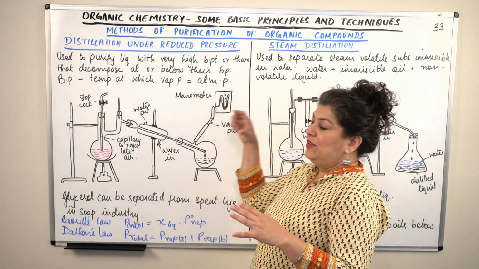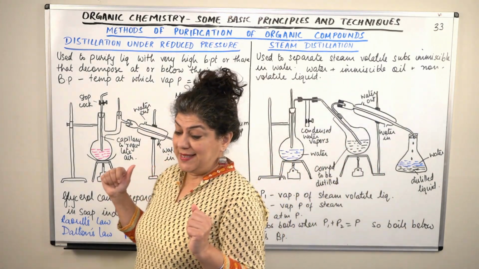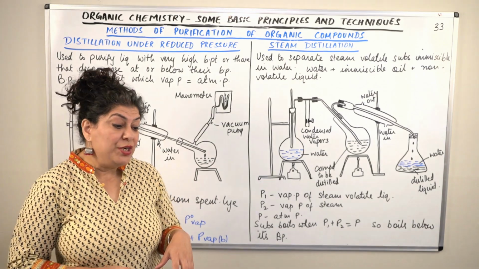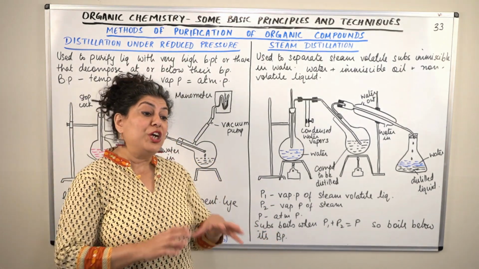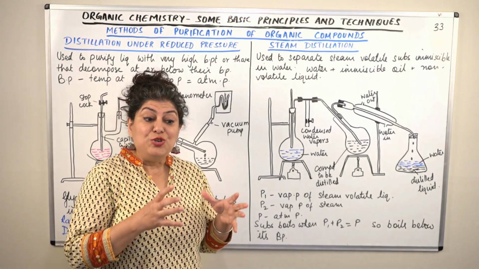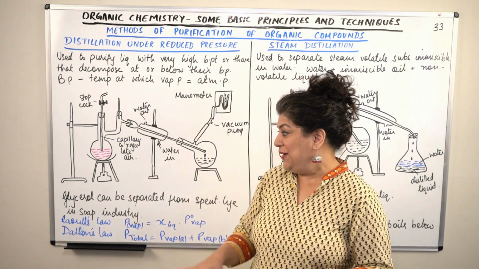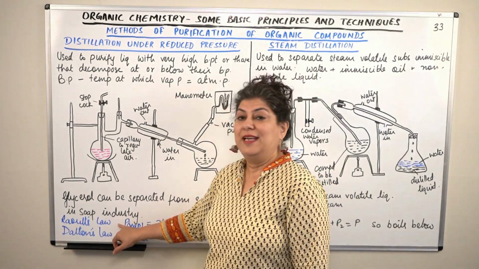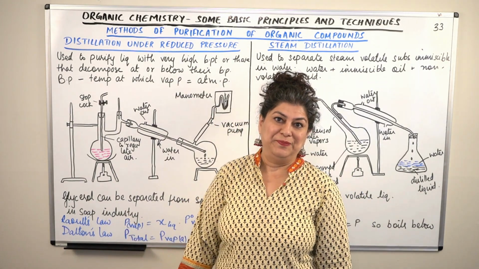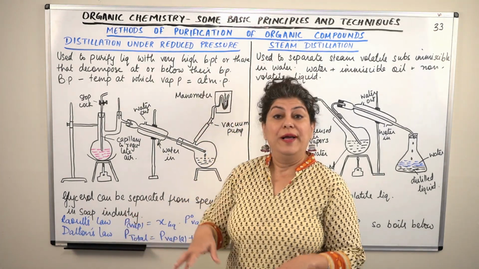The fourth kind of distillation which we are going to discuss now is steam distillation. Steam distillation is carried out for compounds which are not miscible with each other. They do not dissolve in each other. In that situation, Raoult's law is not applicable. Raoult's law is no longer applicable, but Dalton's law is.